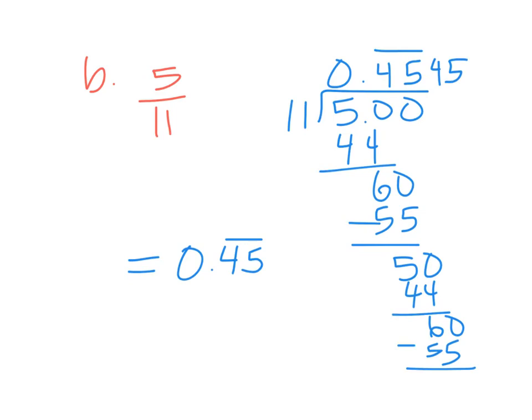All right, any questions on how to do this? All right, let's do some on your own. Grab your paper. And you only put the line over the digits that repeat. Yeah, so sometimes it's 2 digits that repeat forever. Sometimes it's just 1 digit that repeats forever. Good question. All right, so we're going to change -6/5 into a decimal.